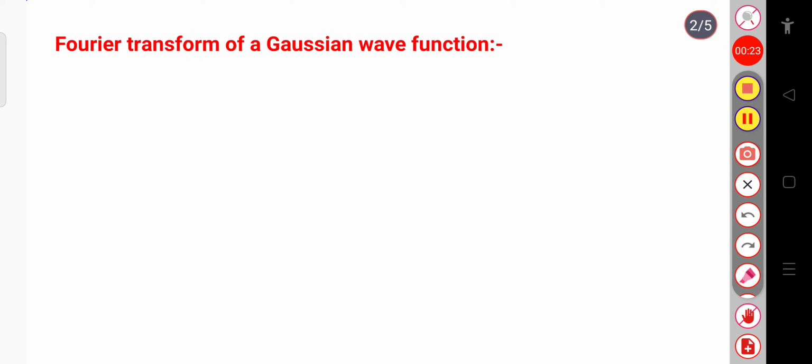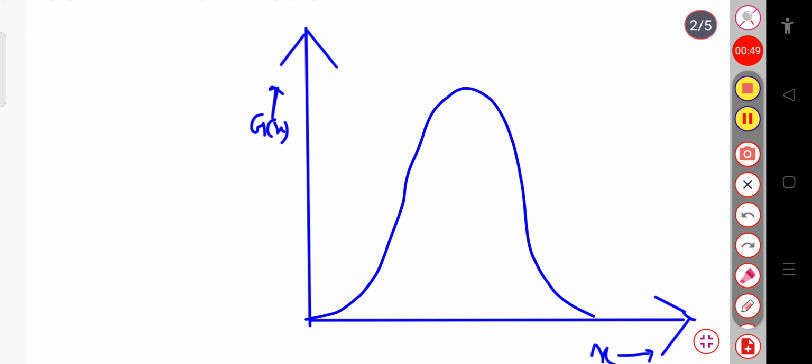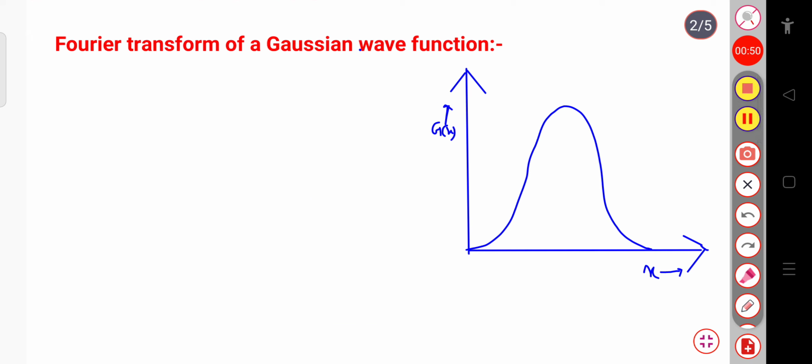So if I plot a curve, suppose between the x-axis and the Gaussian function, the Gaussian function I will consider as g of x. Then how this Gaussian function will vary with respect to the position, now I will plot. Basically, the Gaussian wave function shape is like this.